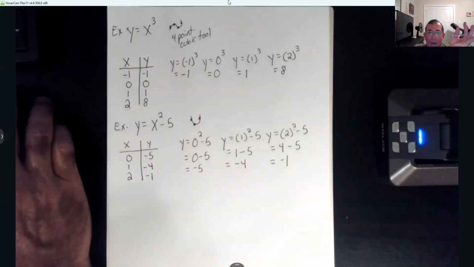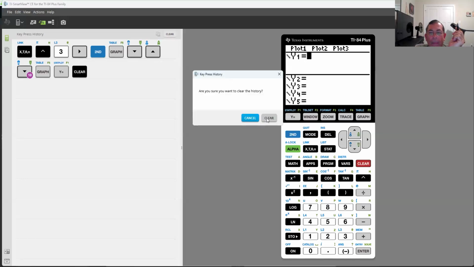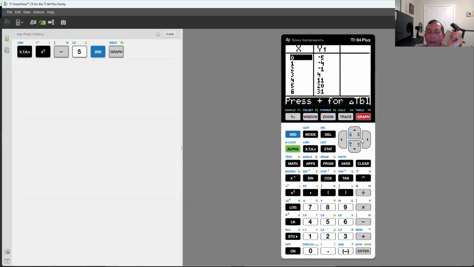But remember, we can always check this first on our calculator. So go to y equals, clear this stuff out. We had an x squared, so x squared minus 5. All right, also the table, second graph. So there was my numbers. So we did what? 0, 1, 2. We got -5, -4, -1.